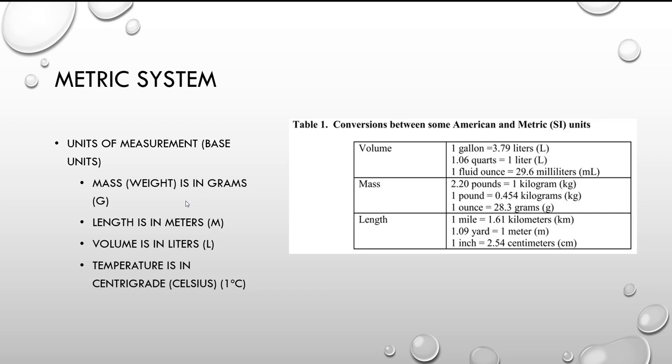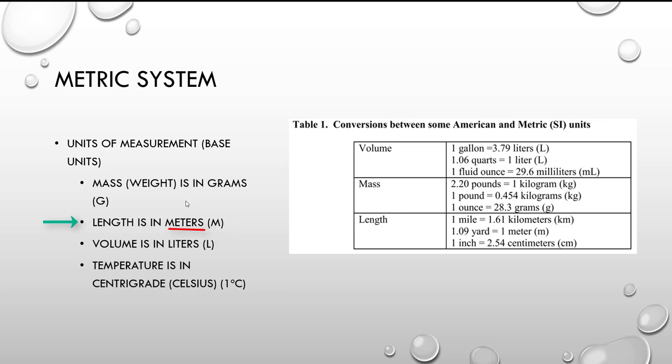We measure things by weighing things. Our base unit for weighing things is grams. We're not measuring things in pounds or ounces like we would in the American system. We would measure it in grams in the metric system. So the base unit is grams, and the abbreviation for that is a G. If we want to measure the length of something, that would be in meters. We don't use feet or inches, we would use meters, and the abbreviation for that would be M.